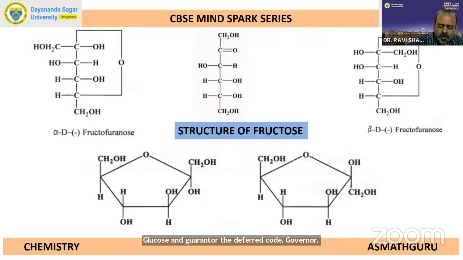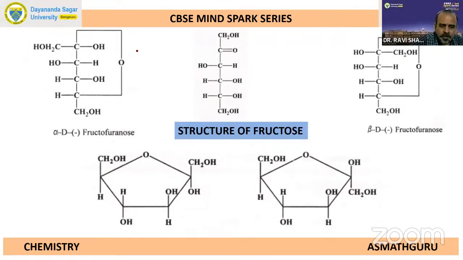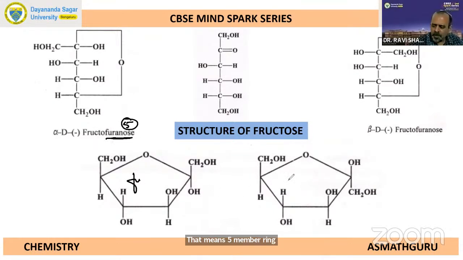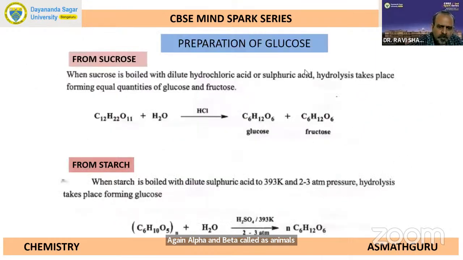So this is the structure of glucose and fructose. Fructose exists always in, remember this one, furanose form. That means 5-membered ring. Again, alpha and beta are called anomers. And glucose can be prepared by breaking starch and also by breaking sucrose. That is called hydrolysis. From sucrose hydrolysis and from starch hydrolysis.